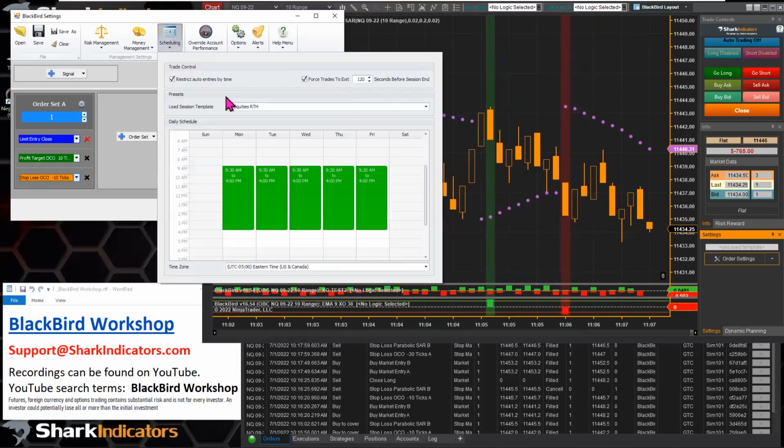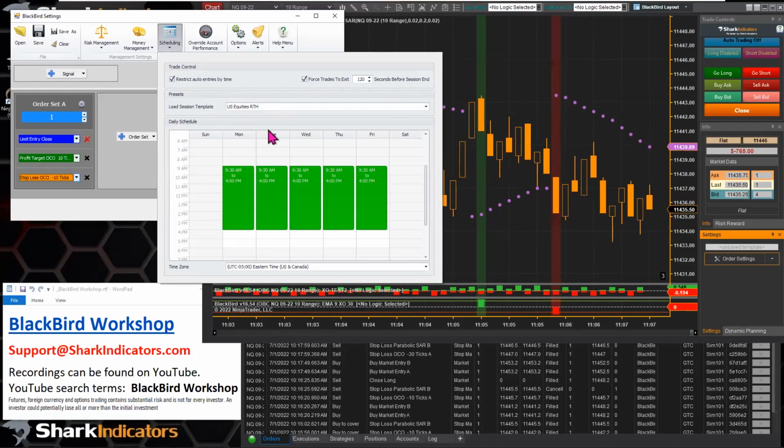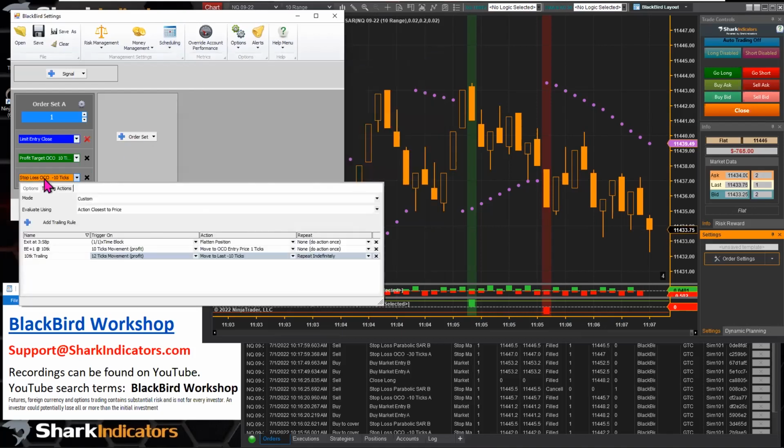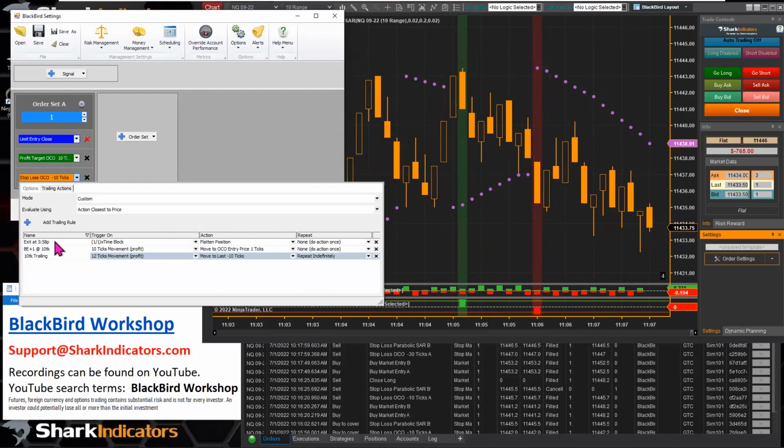Whereas the scheduler has its own kind of timer system. So the scheduler is always checking. So as each incoming tick comes in, so in other words, as the market price changes, right, each incoming tick activates the scheduler to check the time. So the scheduler is far more reliable than using a stop loss trailing rule.